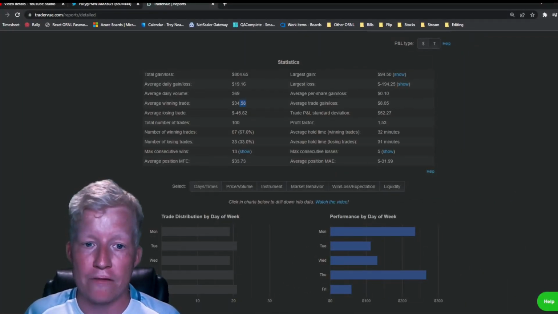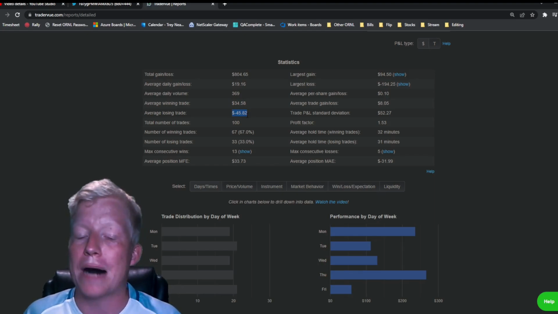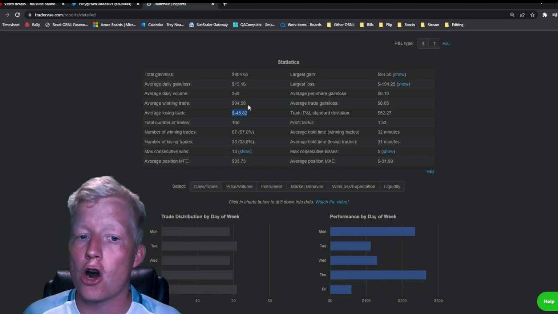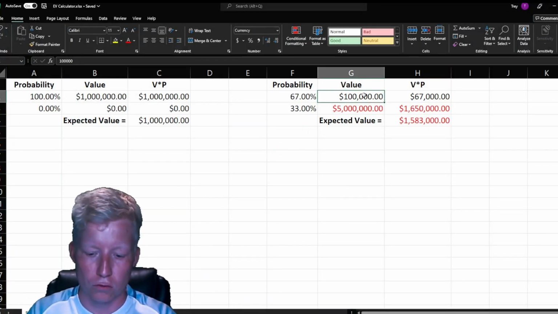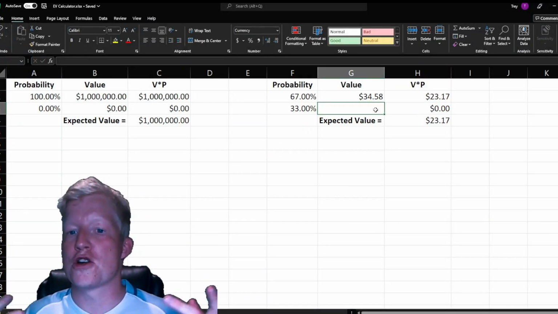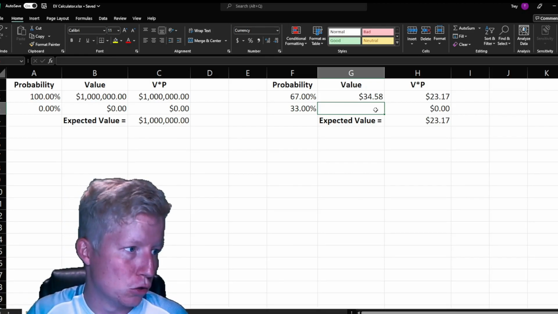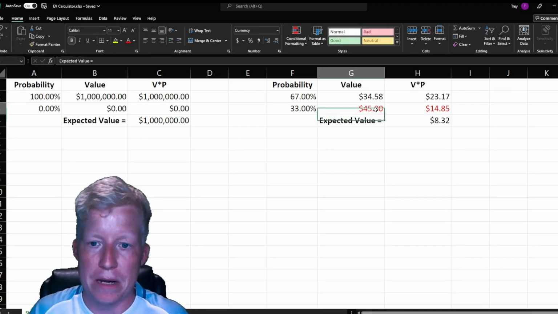Look at this. My average winner, 34.58. My average loser, 45.82. My average loser is larger than my average winner. Oh my God, Trey, you're breaking the rules. You shouldn't do that. You can't do that, man. Your winners have to be bigger than your losers. Your losers can't be bigger.